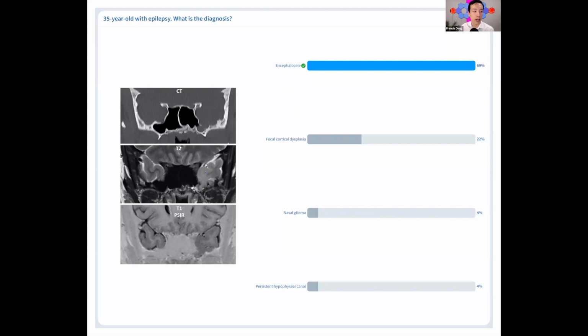And that is causing some high signal abnormality on the T2 weighted images here for that cortex, but that does not necessarily mean that this is focal cortical dysplasia, which was a distractor that some of you chose. So this encephalocele causes irritation of that brain and causes edema and gliosis in the adjacent brain that is involved. And so it may mimic the appearance of a focal cortical dysplasia, but the key to getting the right answer here is noticing the contour defect through which brain is abnormally herniating through. So that's an encephalocele.